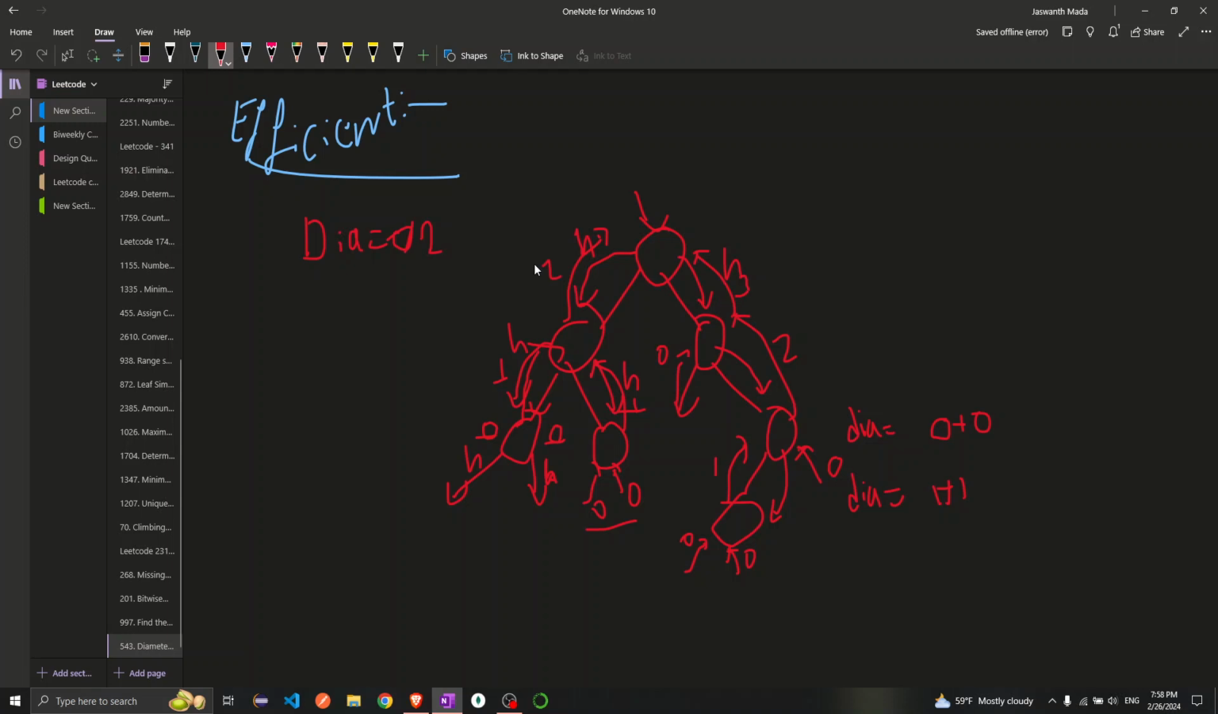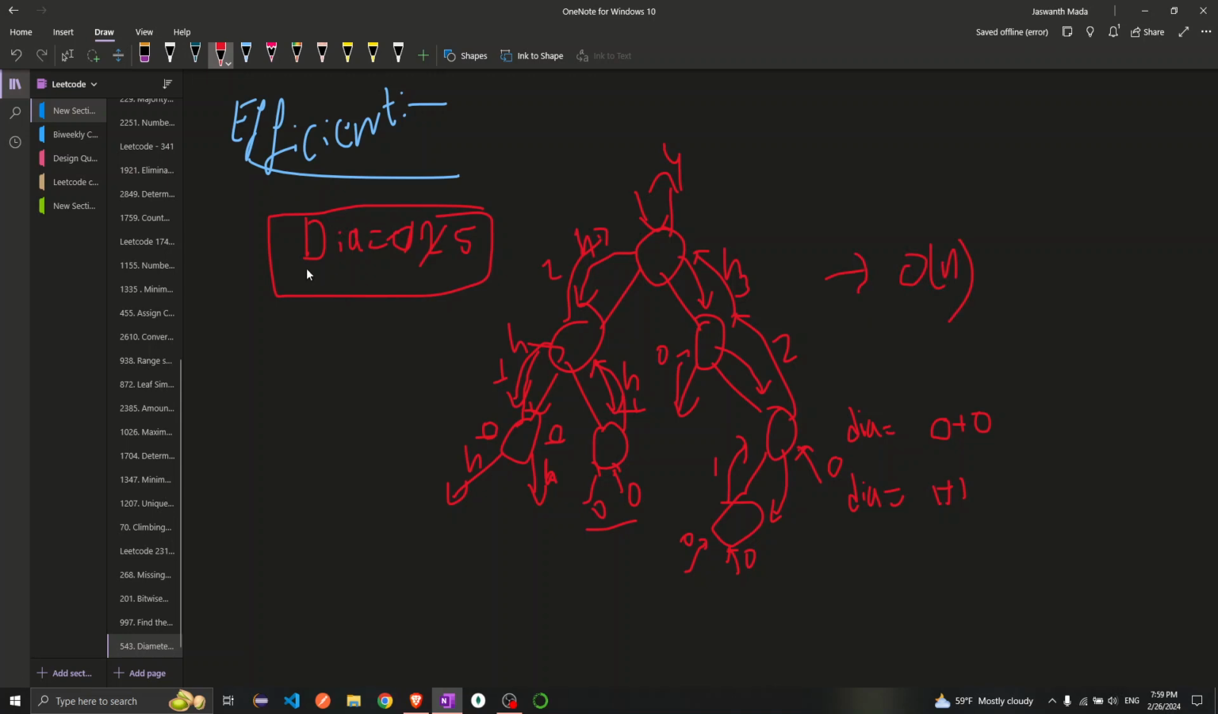So at this point, the diameter is 2 plus 3, which is 5, right? Which is greater than diameter. So I will update this. And for the height, I will return the maximum of these two, which is 3 plus 1, which is 4. So at the end, I'll have the highest diameter. If you observe carefully, in order of n time, I'm just traversing the whole tree only once. By traversing only once, I found the diameter.